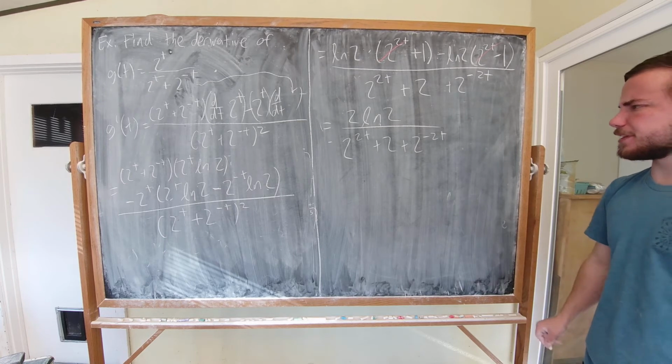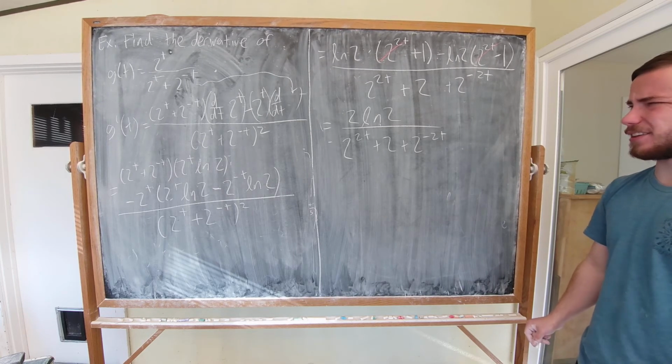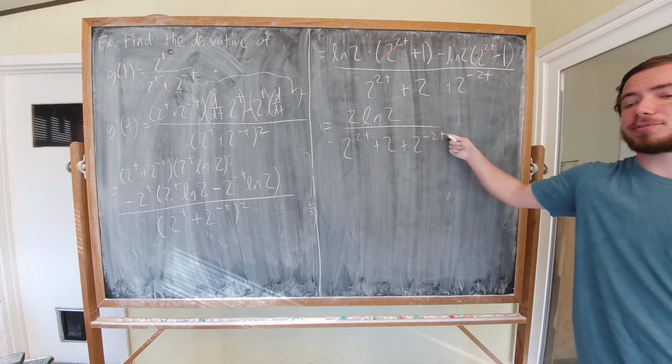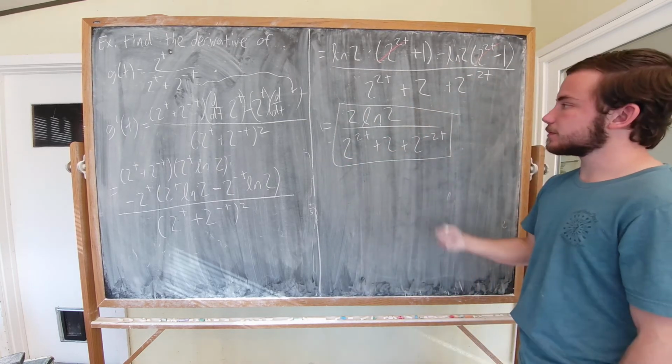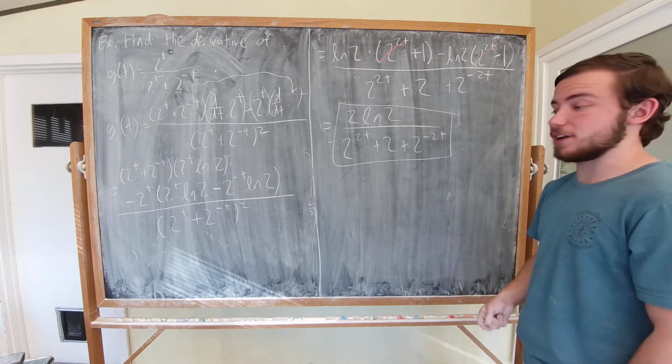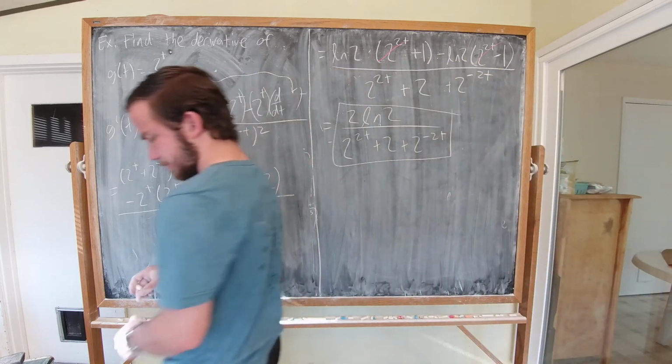You can work around with this a little more if you wanted. You could divide everything by 2 and you get 2 to the 2t minus 1, yada yada yada. I'll leave it like this. Pretty slick if you ask me. Let's do one more example.